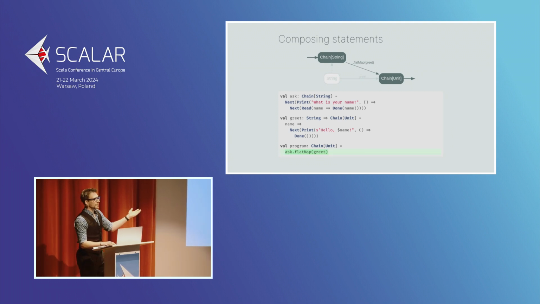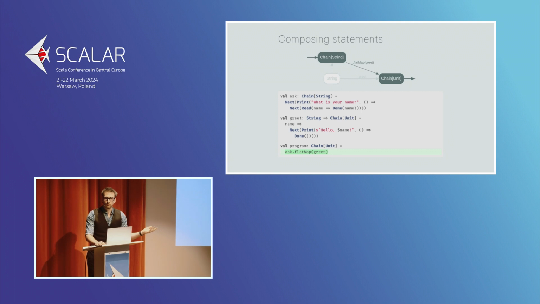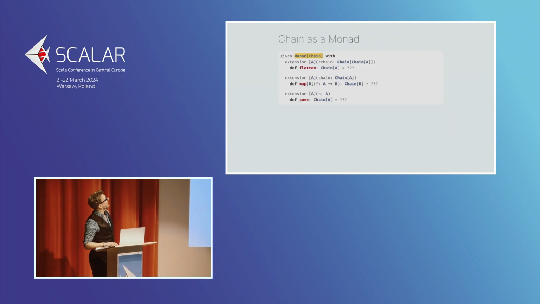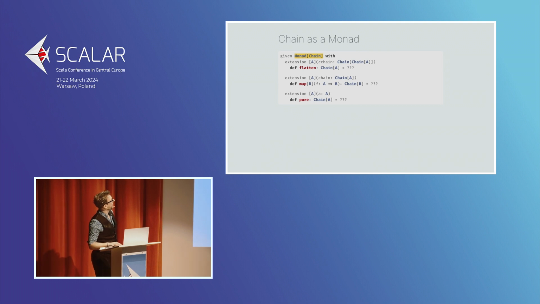So we'd really like to be able to write that. Obviously, we can't. Chain is not a monad, so we're going to have to fix that. And the way we fix that is by declaring a monad instance for chain. And there's two ways of declaring a monad instance.